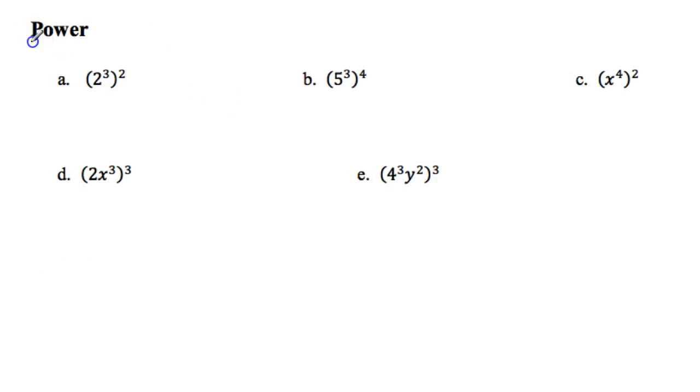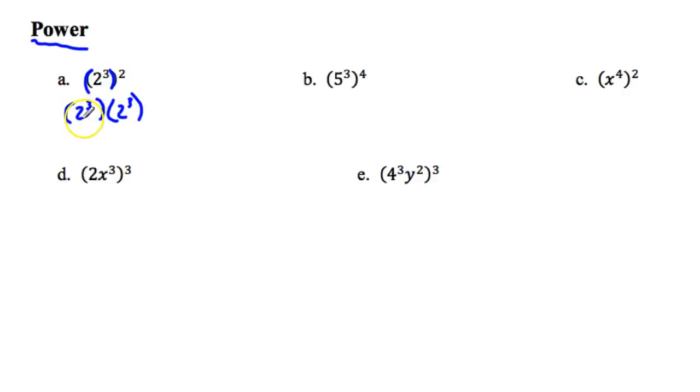Right, now let's raise some exponents to another exponent, the power. So the first one, 2 cubed squared. We see these parentheses, that means everything inside has to be squared. So we're going to write this out, 2 cubed times 2 cubed, just like that.